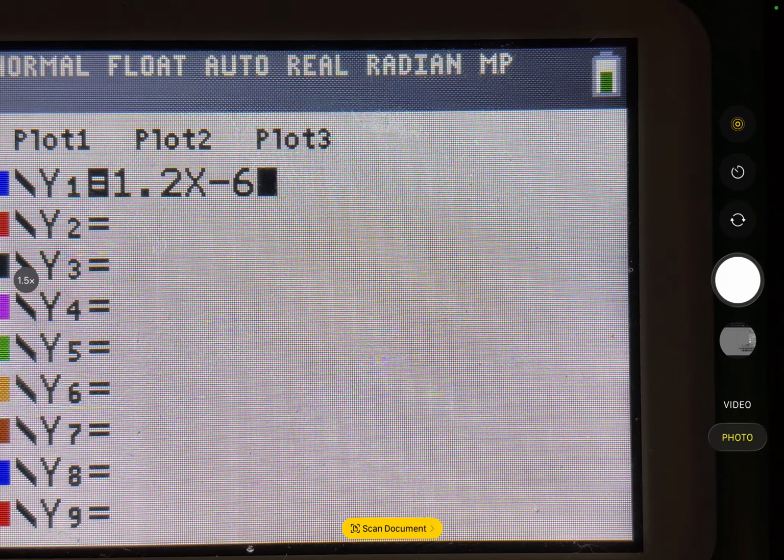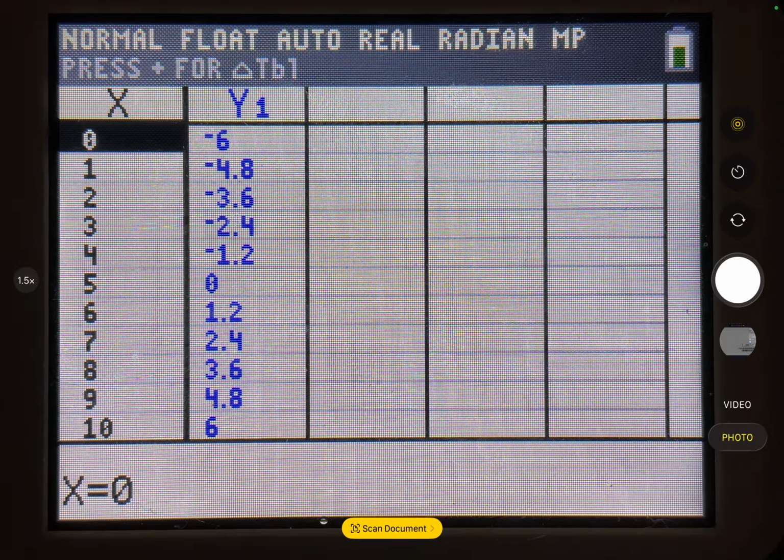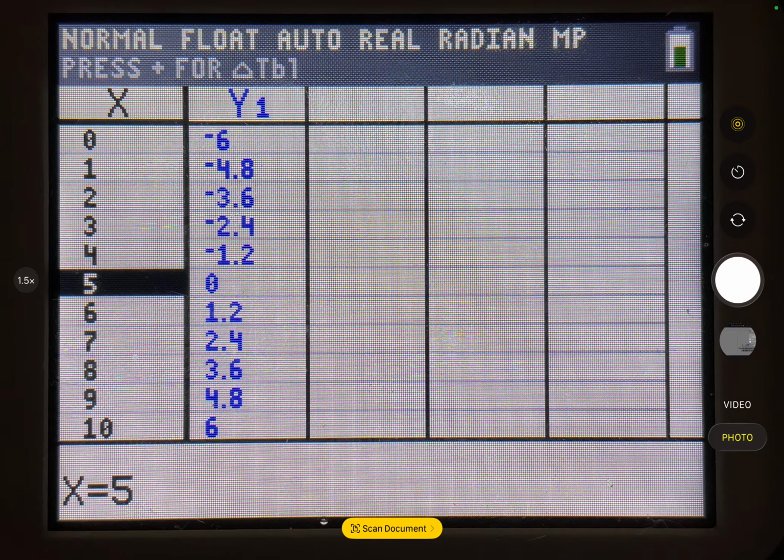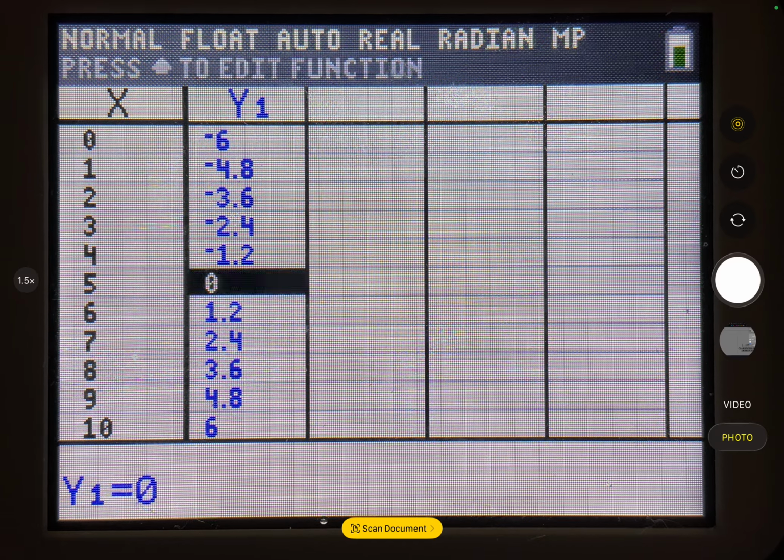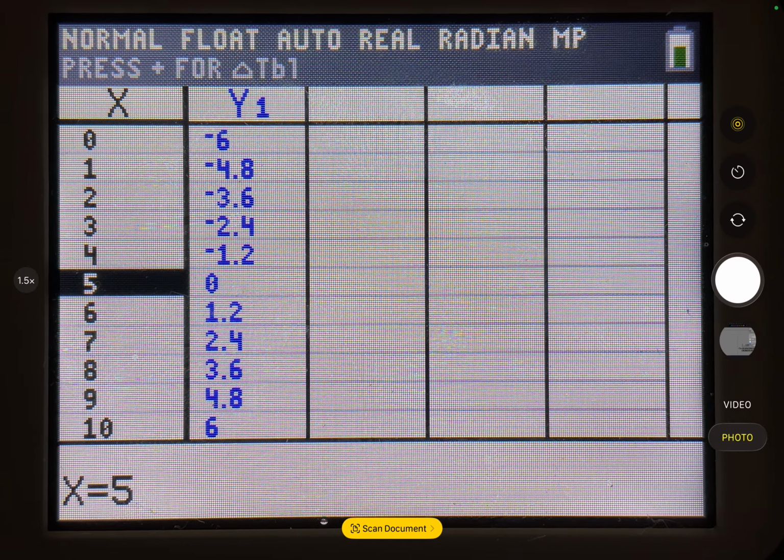So to get to the table, what do you press? Second graph. And then we're looking for the point (0, 50). This one has 50. It's not C.